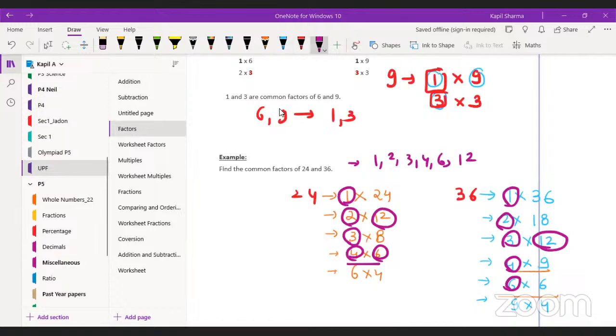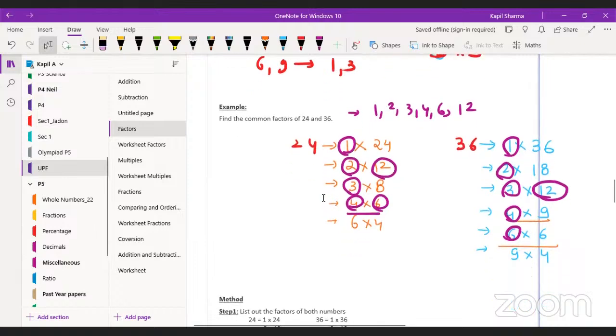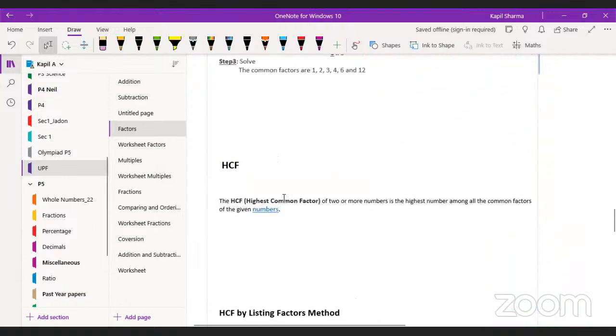So what is the HCF of 12 and 36? It's simply 12. Right, guys? Okay, so this is the listing method. You can list down all the possible factors and then identify the highest common factor.